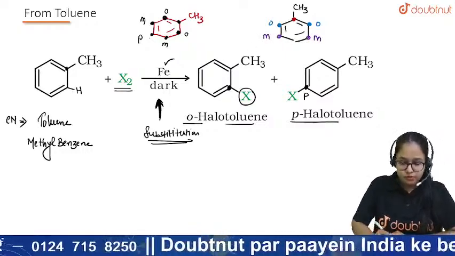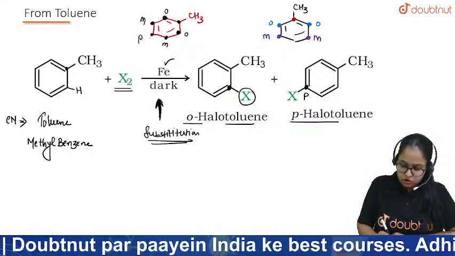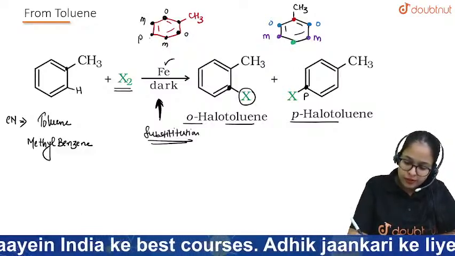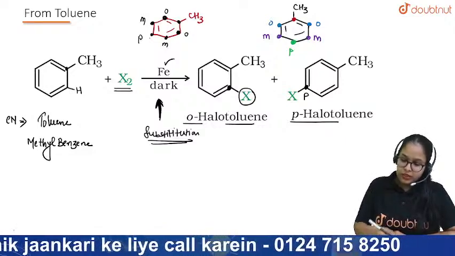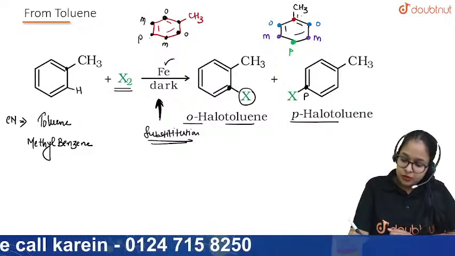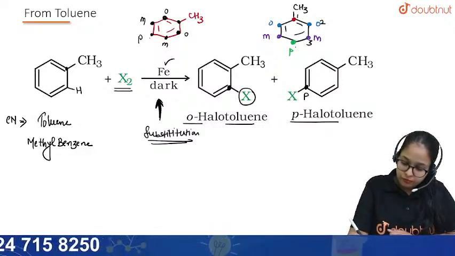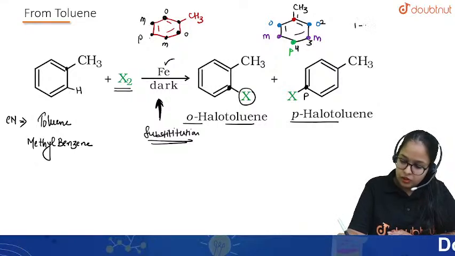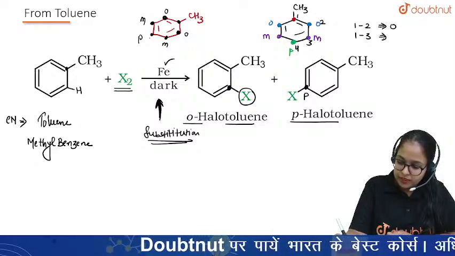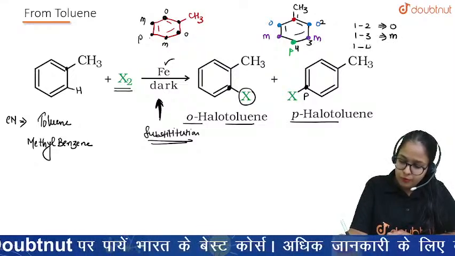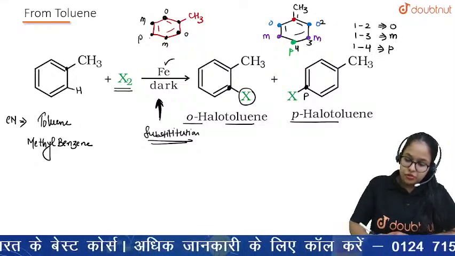We have two meta positions, and the last position we are left with is the para position. If you write the nomenclature, or if you do the numbering, this is 1, 2, 3, 4. We can say 1, 2 positions are your ortho position, 1, 3 positions are your meta position, and 1, 4 position is your para position.